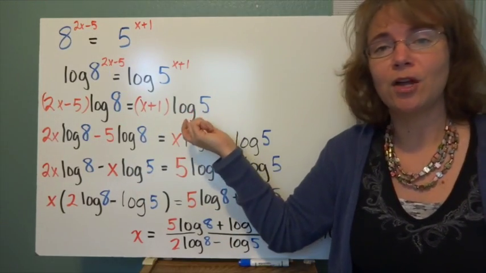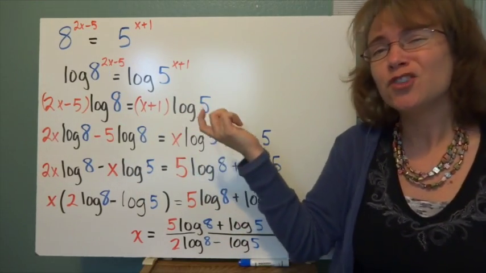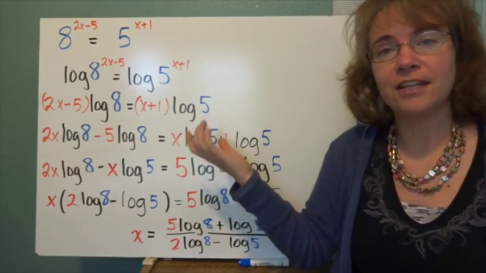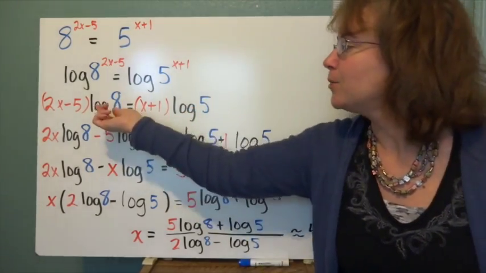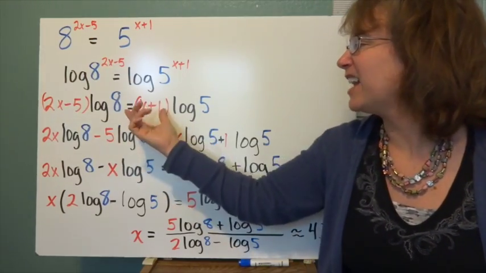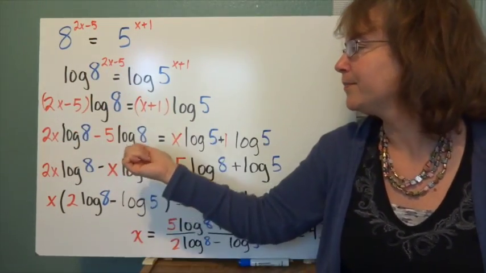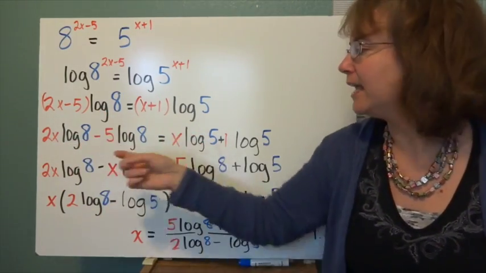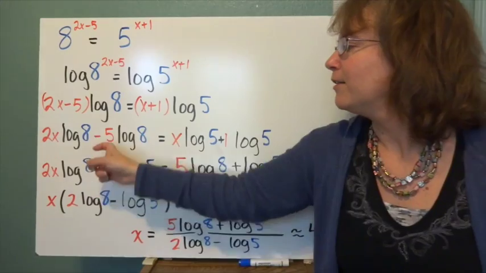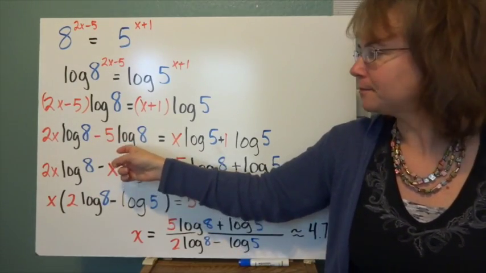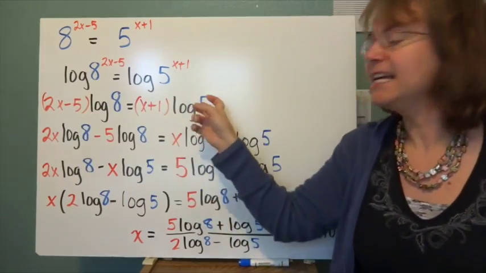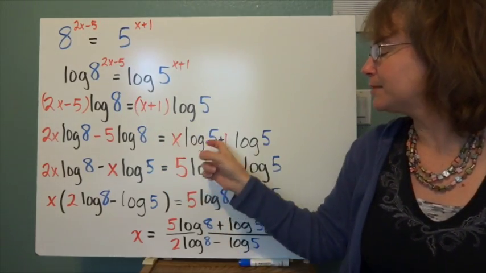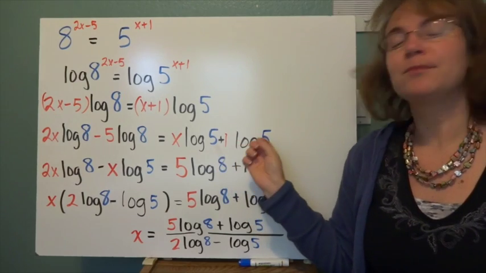The same is true with log 5. It's just a number. So if you treat it like a number, you should be able to do the same kind of things you would do just with a number. So in this case, I would distribute because I have x's on this side and x's on this side. So distributing log 8, I have 2x times log 8 minus 5 times log 8. So I'm just distributing that log 8. Same thing with log 5. I'm going to distribute to the x, so I have x times log 5 plus 1 times log 5, which is just log 5.